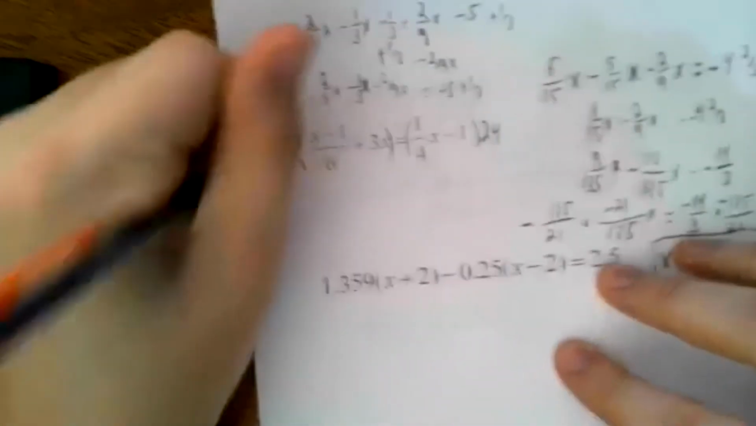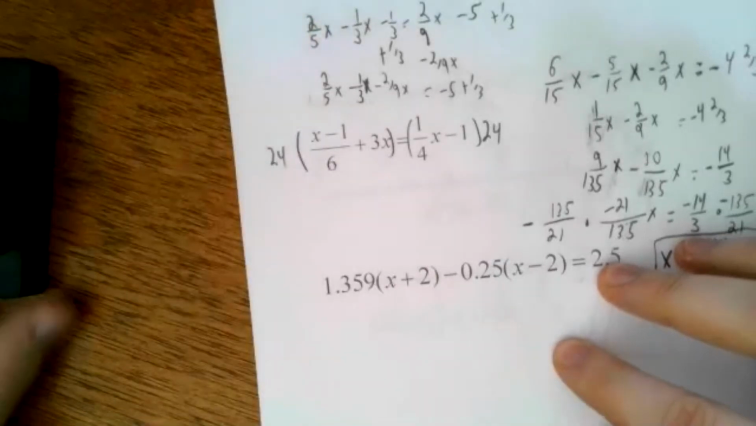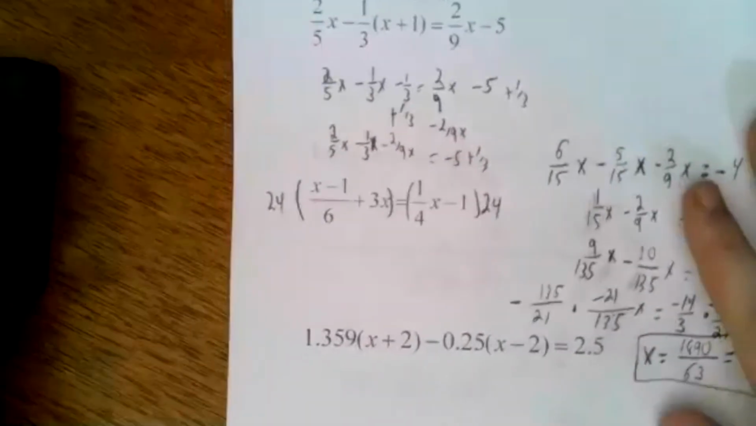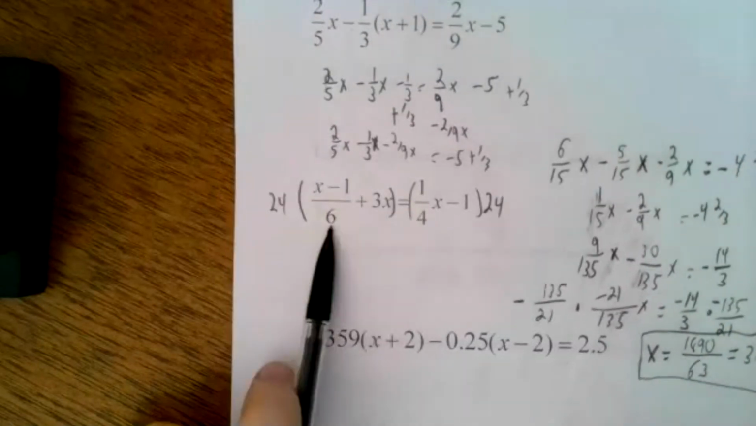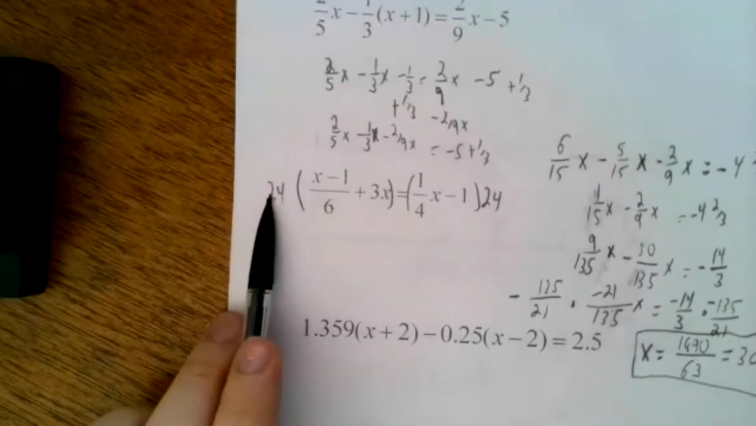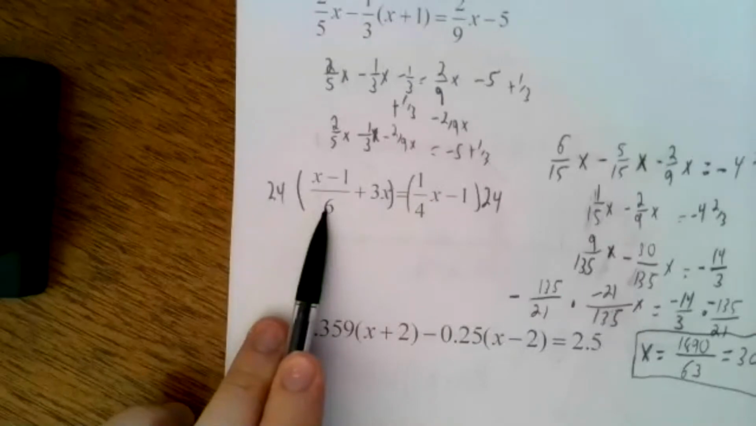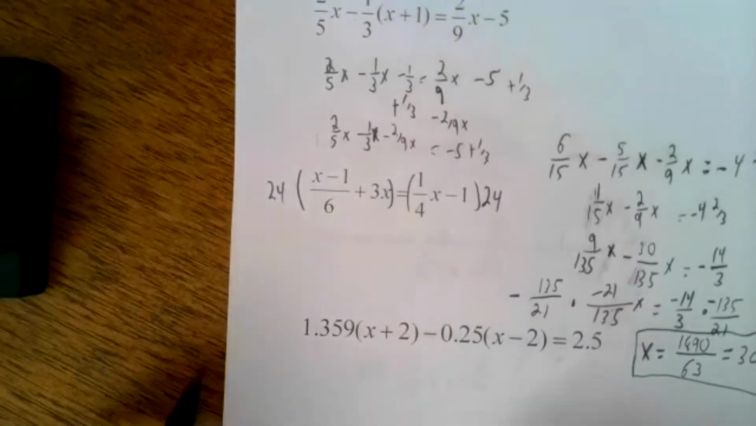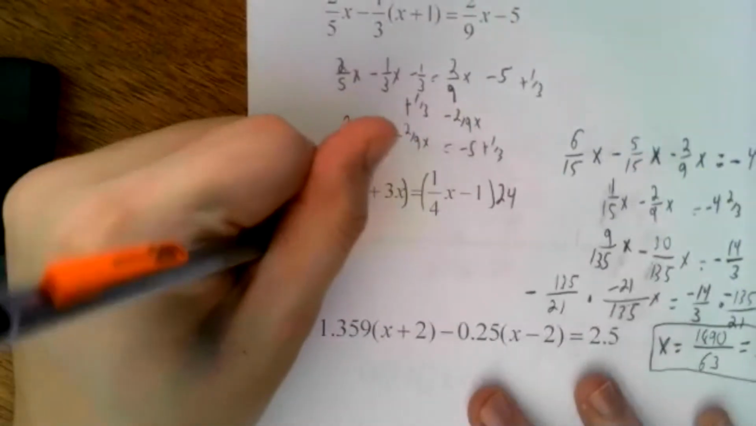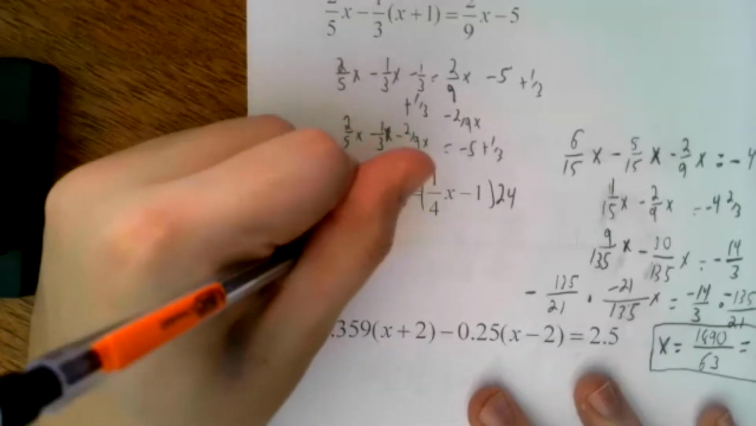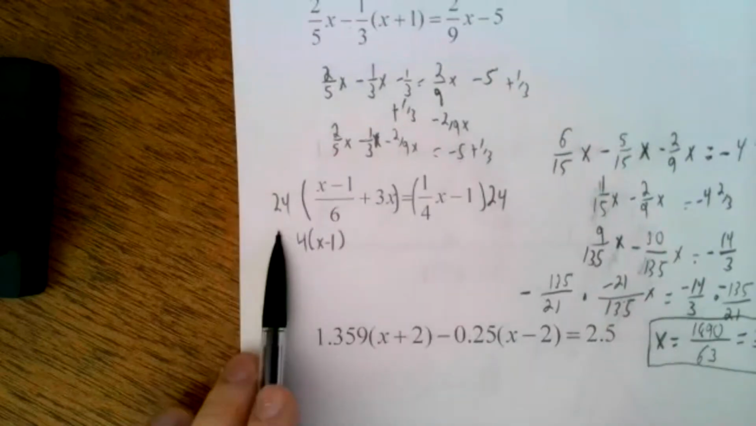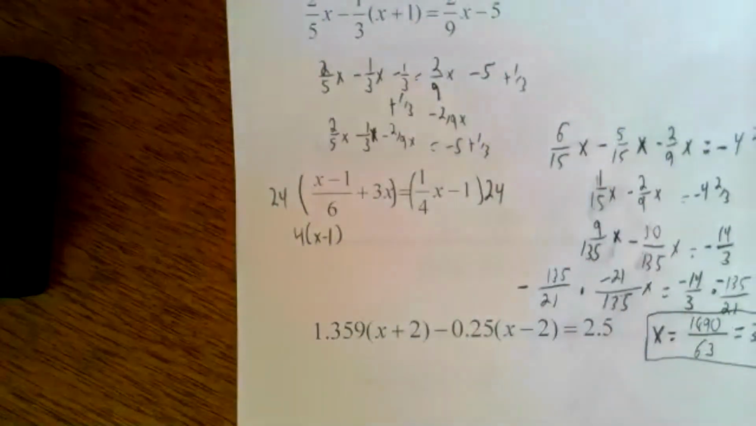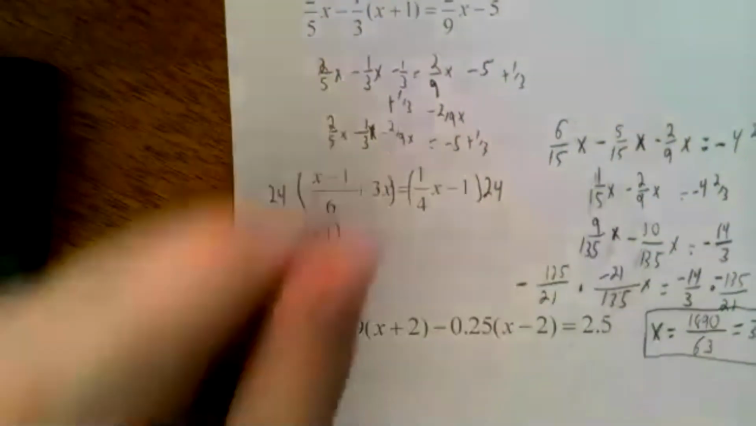So I'm going to put the whole thing in parentheses and multiply it by 24, just to cancel those fractions, right? So 24 divided by 6 is 4. So we get 4 multiplied by x minus 1. And then 24 times 3x is 72.